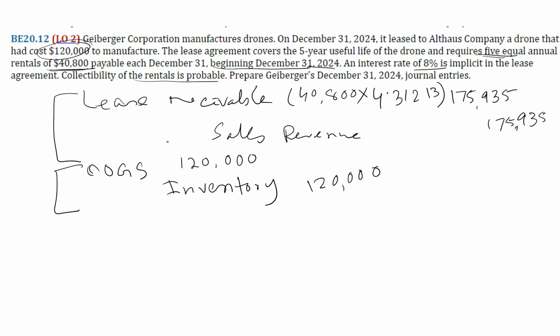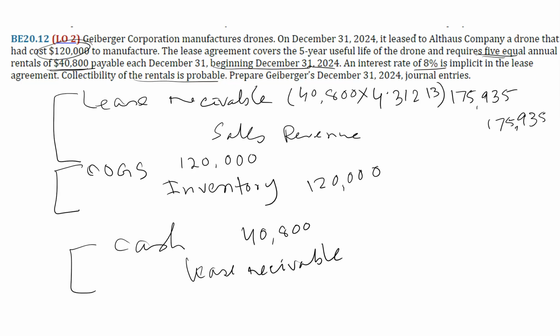And then on the same day, December 31st, the lessor is receiving the first payment. So they will debit cash, and since they're receiving the first payment, they have to reduce the lease receivables by that amount based on the first payment, which is 40,800. This is how you will do the lessor's accounting and journaling.